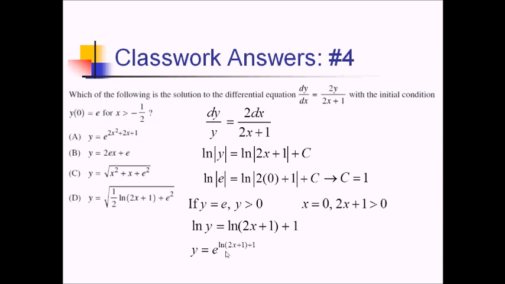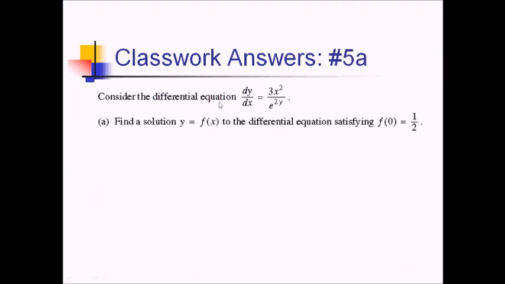So one thing I can do, since things are being added inside the exponent, I can split off this little plus 1 as an e to the 1 that's being multiplied by e to the ln of 2x plus 1. And now that I have just an ln in that exponent, the e and the ln cancel. So this is actually going to be e times parentheses 2x plus 1, which, if I distribute it, we end up with 2ex plus e, and that matches answer choice B.